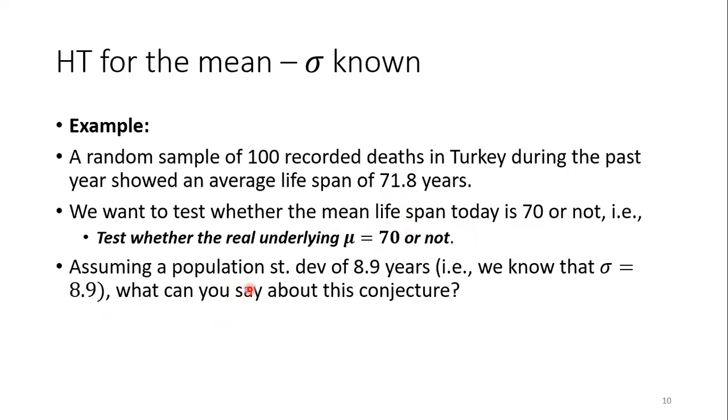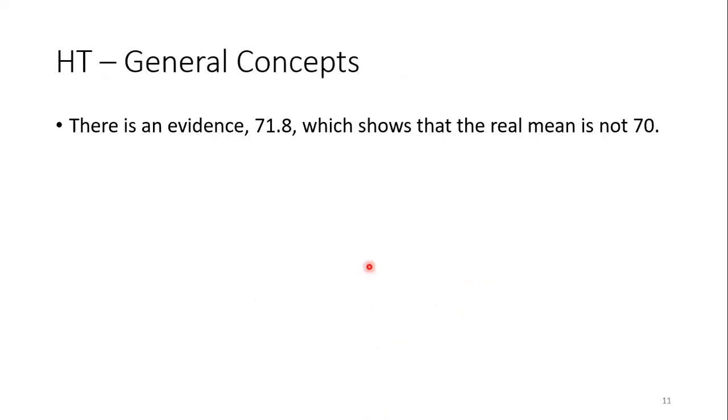First, assume that the population standard deviation is known. We will later relax this assumption and say that we don't know the standard deviation. But as a starting point, let's assume that we just know the standard deviation of people's life in Turkey. That's a bit weird, okay? Because you don't know the real mean, but you know the real sigma. But as I said, as a starting point, we assume that you know the standard deviation. So what can we say about this conjecture?